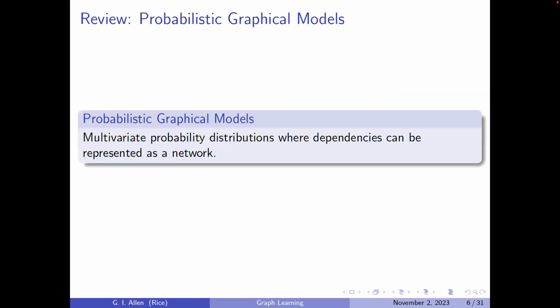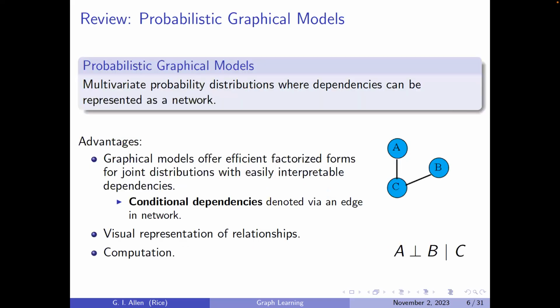Okay, so we're going to model this with graphical models. These are just multivariate probability distributions where the dependencies can be denoted as a network. Specifically, we're going to work with undirected graphical models, or Markov networks, where each edge is a conditional dependence relationship. We might look at this little triad here and read this as A is conditionally independent of B given C.